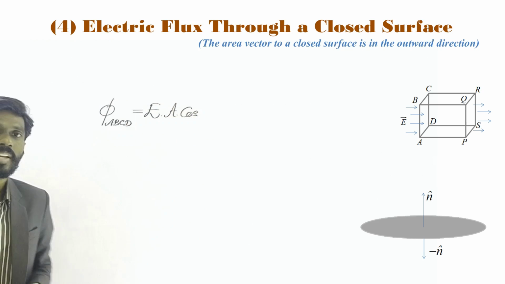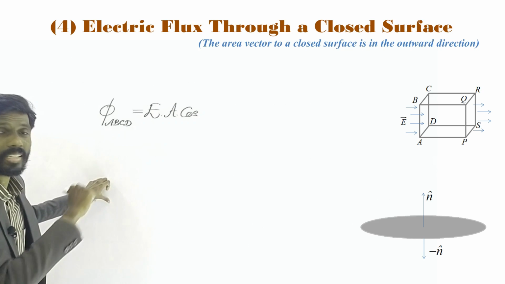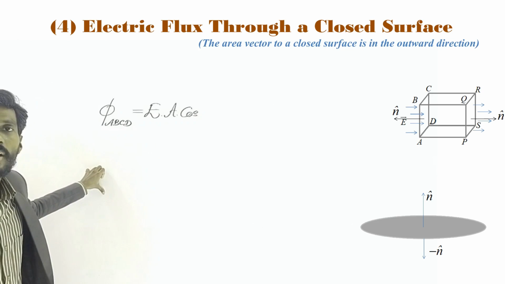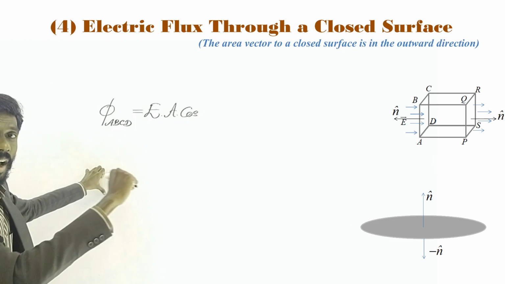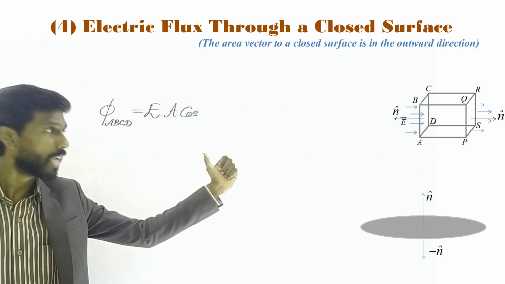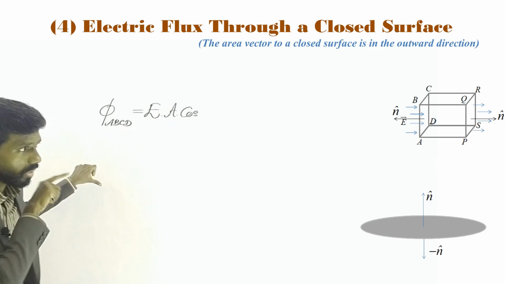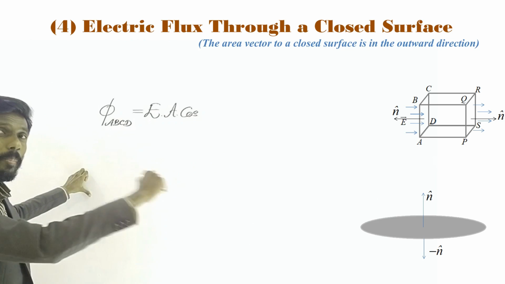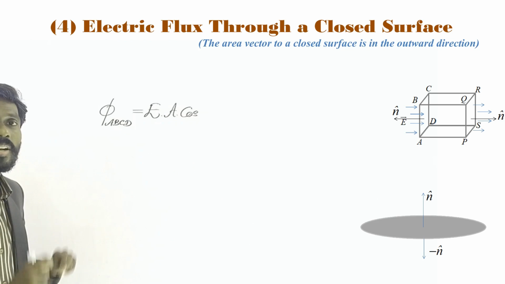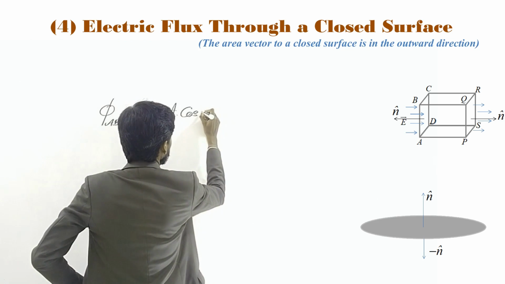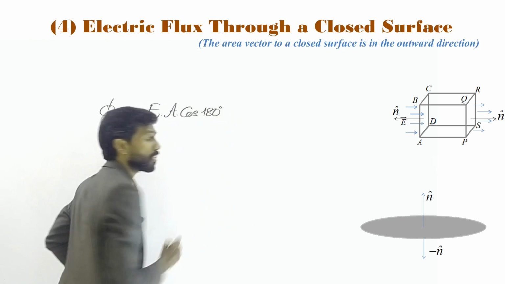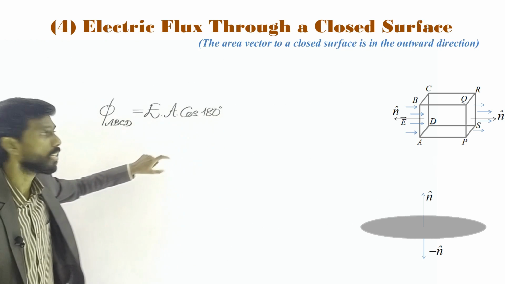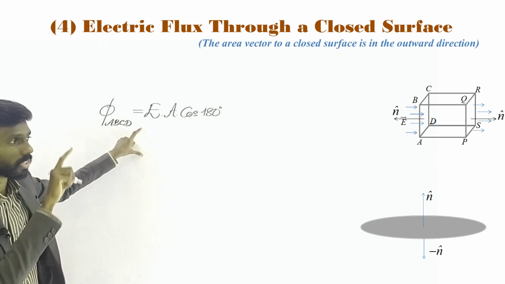But what is the angle? This area vector is in this direction, the negative direction, because it is the outward vector. Remember, for a closed surface, you have to take the normal vector in the outward direction. So the area vector is in the outward direction, but the electric field is in the positive direction. The electric field is in this direction, but the normal vector is in the opposite direction. That means the angle between them is not 0 but 180 degrees. Not 0, because these two are in opposite directions. So 180 degrees. That is the electric flux through the surface ABCD.